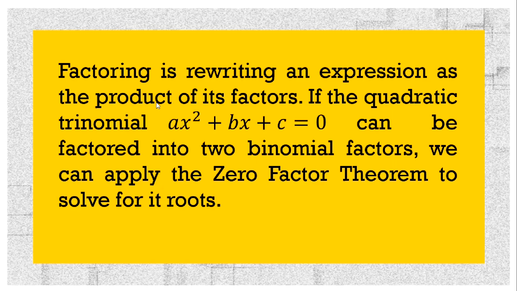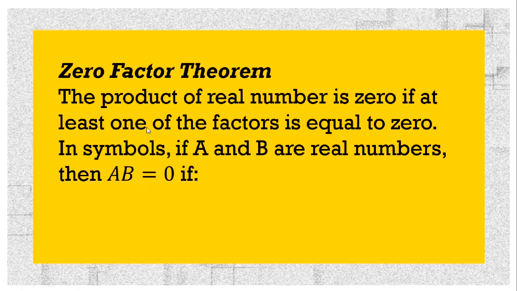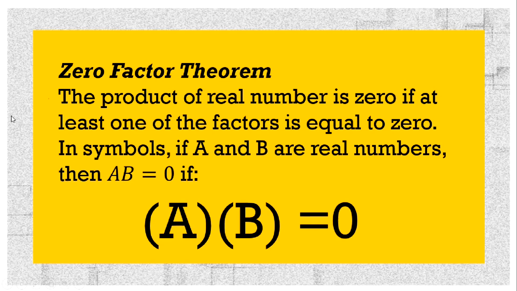If the quadratic trinomial ax squared plus bx plus c equals 0 can be factored into two binomial factors, we can apply the zero-factor theorem to solve for its roots. So, the zero-factor theorem: the product of real numbers is 0 if at least one of the factors is equal to 0. In symbols, if a and b are real numbers, then the product of a and b is equal to 0 if... look, every number we multiply by 0, the answer is 0.